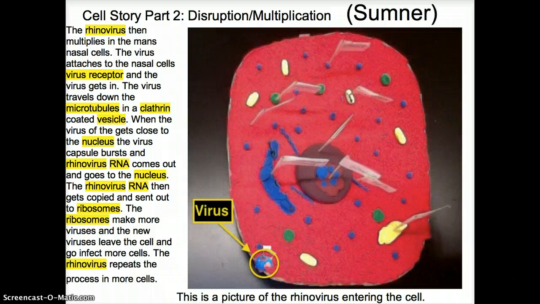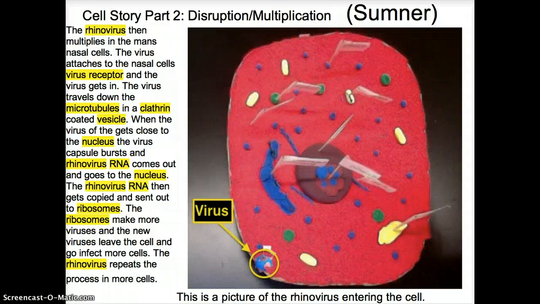My part is the disruption and multiplication. Once the virus gets into the cell, it travels to the nucleus, and the virus will burst and let out RNA. The RNA goes into the nucleus and copies itself. The copies get sent out to ribosomes that make more viruses. The new viruses go out of the cells and start to attack more cells.